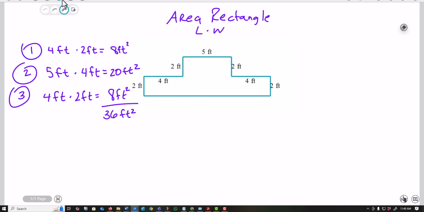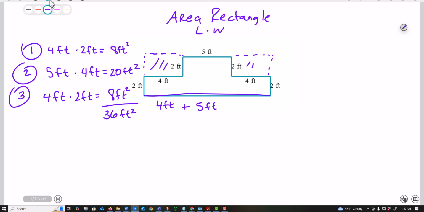So a second way, if you don't like that way, and we'll see that we get the same answer, why not consider this as a whole big rectangle? And then what we will do is we'll subtract out these two rectangles. Wouldn't that make sense if I take this whole big rectangle? So I have to figure out this length right here. Well, it would be this 4 feet plus this 5 feet, and then plus this 4 feet, because that would be all the way across here.